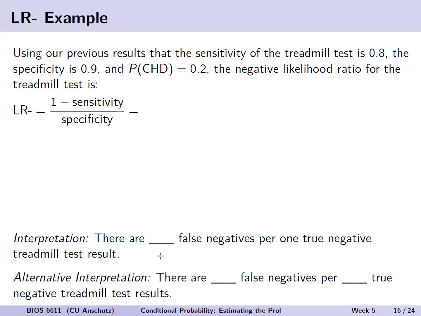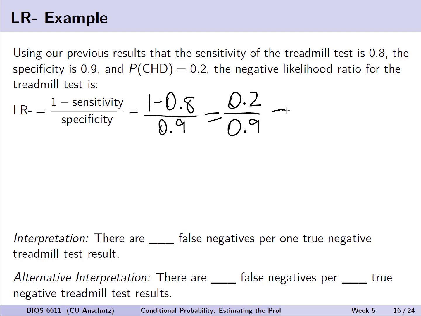Likewise, we can calculate the negative likelihood ratio. Take a second to pause the video and we'll walk through it together. Okay, so for our negative likelihood ratio, we have a very similar equation as we saw before, but now it's 1 minus the sensitivity divided by the specificity. So we see here we have 1 minus the sensitivity of 0.8 divided by our specificity of 0.9. So we really have 0.2 divided by 0.9, or 2/9.